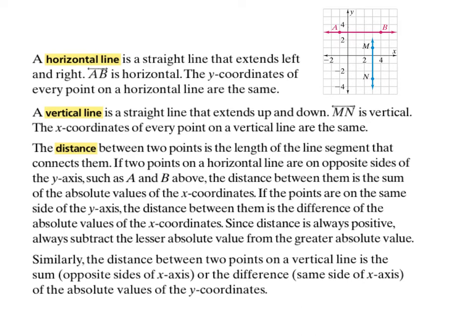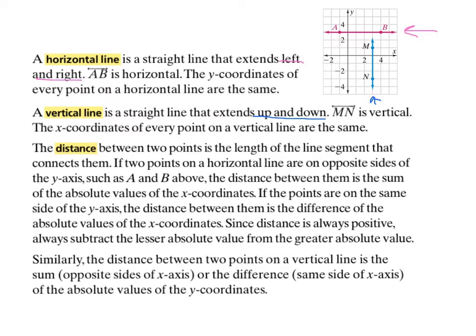A horizontal line is a straight line that extends from left to right. So in the graph on the screen, you'll see AB is a horizontal line because it goes straight from left to right or right to left. A vertical line is a straight line that goes up and down. MN is a vertical line because it goes straight up and down.